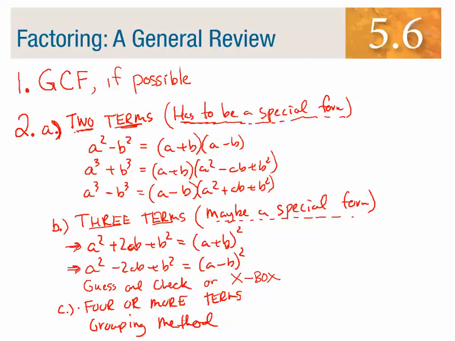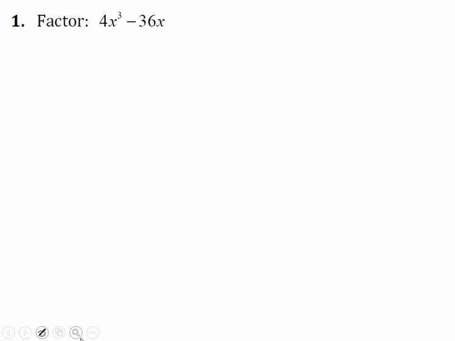All right, C is if you have 4 or more terms. If you have 4 or more terms, then we have to rely on the grouping method to make sense of that. Okay, we good? Nothing new here. You guys have been factoring all this time, okay? So there's nothing scary gonna jump out. Let's just follow the process here, and let's go maybe 2 minutes each or less than a minute each here. Let's go for it. Factor 4x cubed minus 36x.